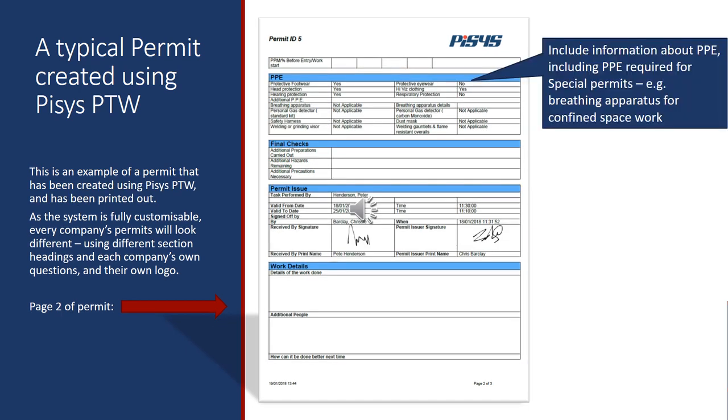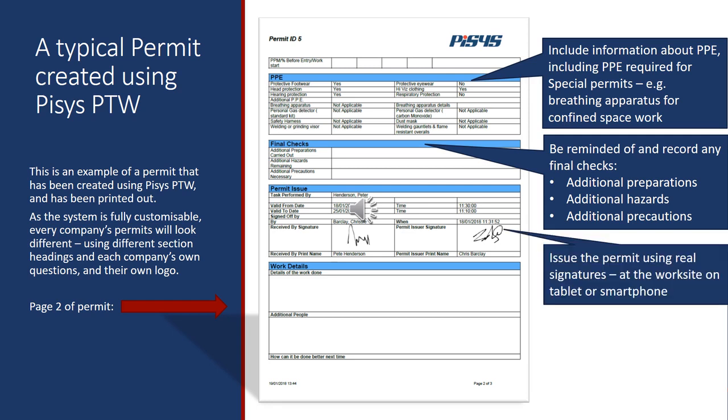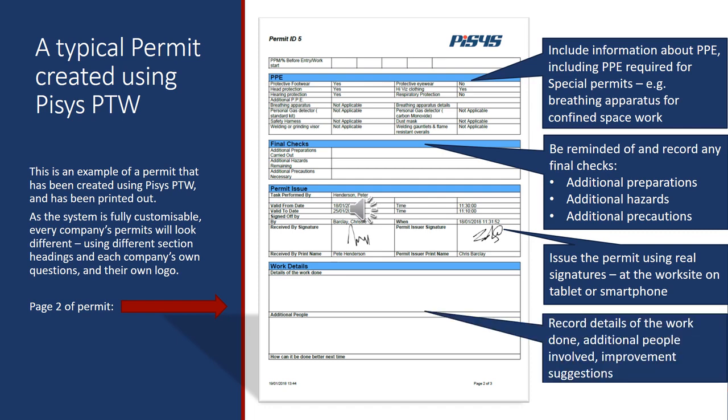Include information about personal protective equipment, including PPE required for special permits, for example, breathing apparatus for confined space work. Be reminded of and record any final checks, additional preparations, additional hazards, and additional precautions. Issue the permit using real signatures. You can even do this at the worksite using a tablet or smartphone. When the job is complete, you can record details of the work done, additional people involved, and improvement suggestions. This is also included on the printout of the permit.